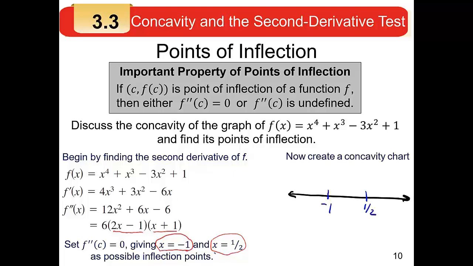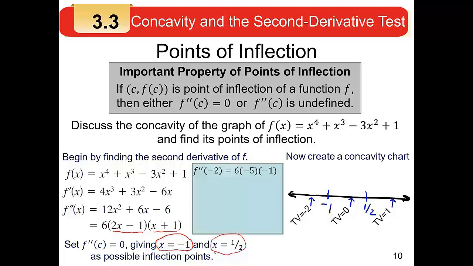You take the numbers you found, put them on the number line in the correct order, and then do test values. So you take something to the left of minus 1, something between minus 1 and 1/2, and then something bigger than 1/2. Whenever possible, choose numbers that make your calculations easier. But you're always going back to the second derivative. So don't forget, you're plugging into the second derivative. You're plugging in right here, or you could go back and plug in here. It's just easier to plug into the factored form.